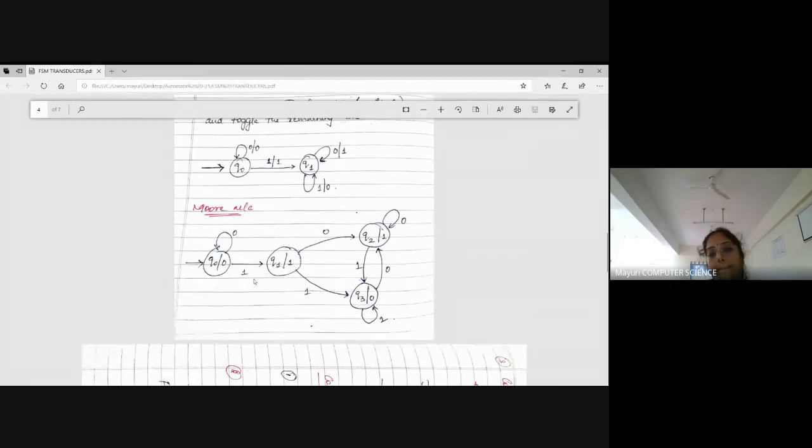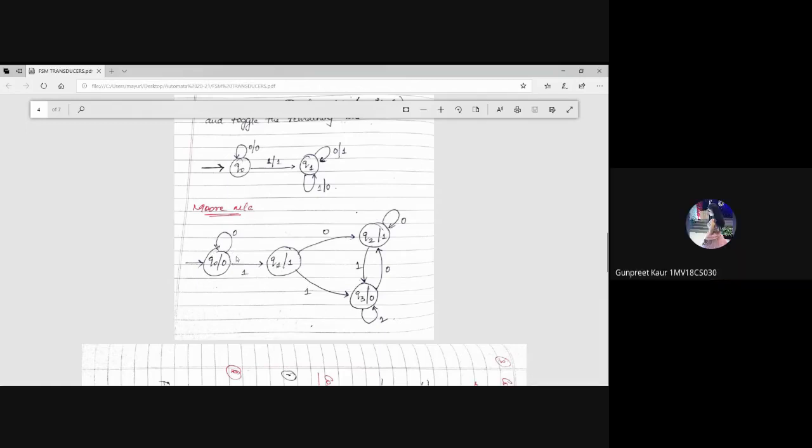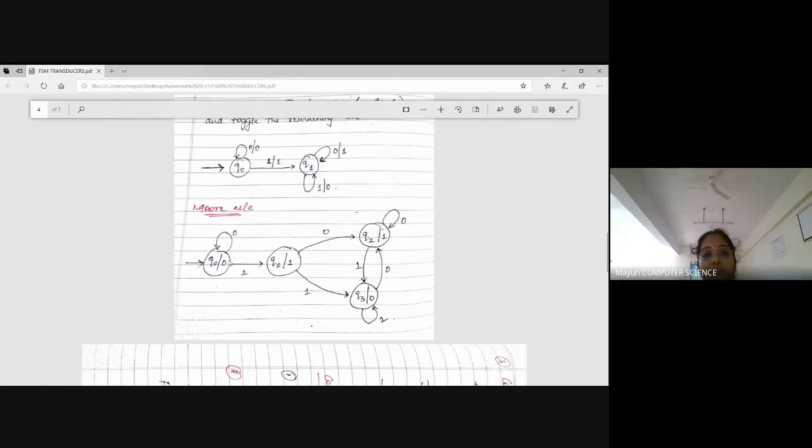Now, if my LSB is 0, it will go to a state. What is its output then? 0 only. So I have to go to which state? Q0 only, where its output is 0. Clear? I had two different states here: Q0, whose output is 0, and Q1, whose output is 1. If I consider my LSB is 0, it has to go to Q0. Why? Because if LSB is 0, output is also 0. So I have to go to Q0.